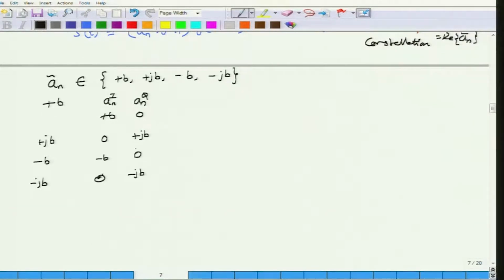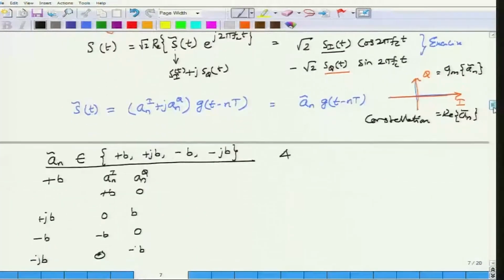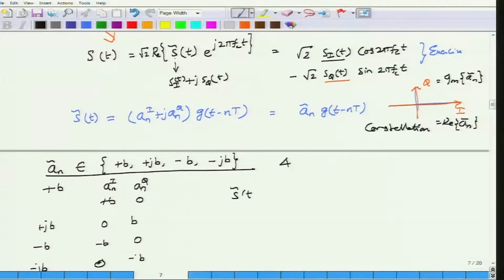So, for ani and anq we have to remove the references to j here. j comes in because of ani plus j anq, not because j is sitting here. So this would be b, this would be minus b. Is that fine? So you have this complex symbol an which can take one of 4 possible combinations. In other words, my alphabet size is 4. And let us complete what would be this s bar of t here.